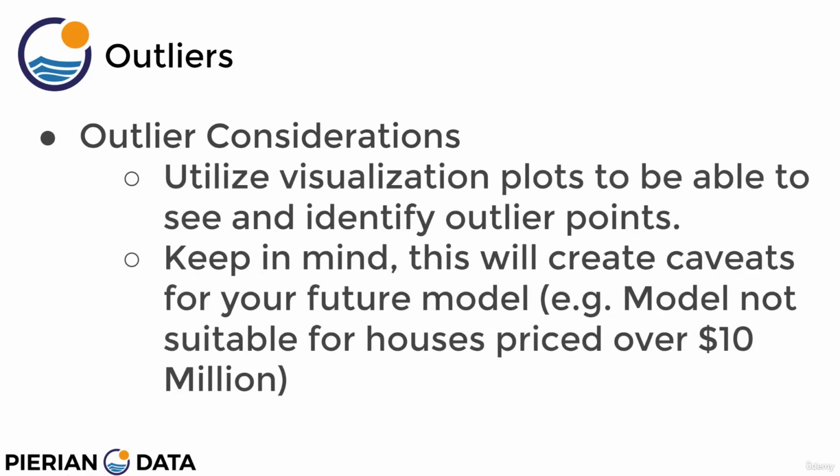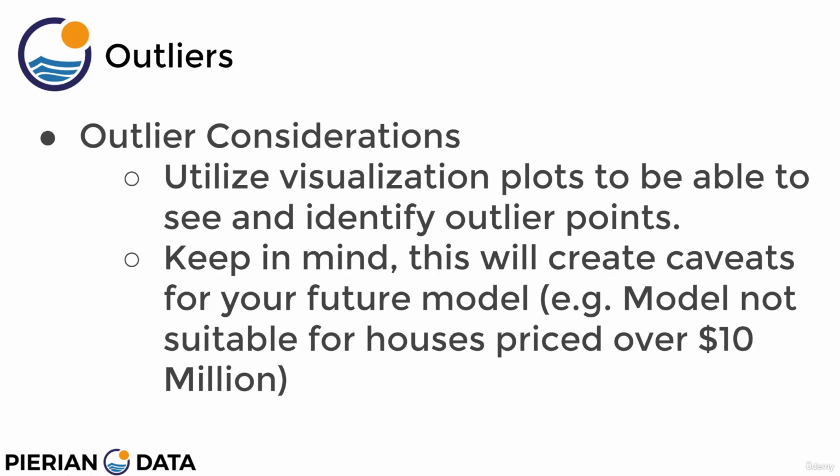Okay. So finally, we want to utilize visualization plots. They're extremely useful when we're talking about outliers, especially things like scatter plots, where we're able to directly see and identify outlier points. And you should keep in mind, this will create caveats for your future model, as we already discussed. If you don't train your model on any houses that are above $10 million, and a new house comes on the market that is going to be priced probably at above $15 million, you'll just have to be reasonable and say, my model is not going to be able to predict the price of this house. It's too large. We're really not suited for it.